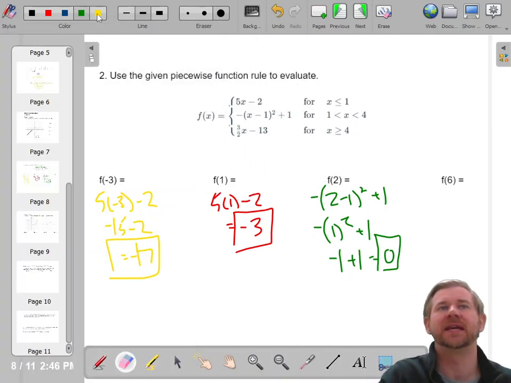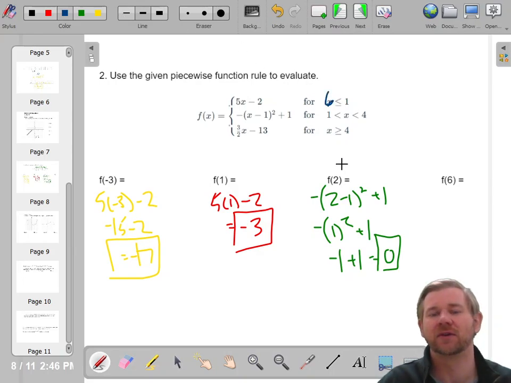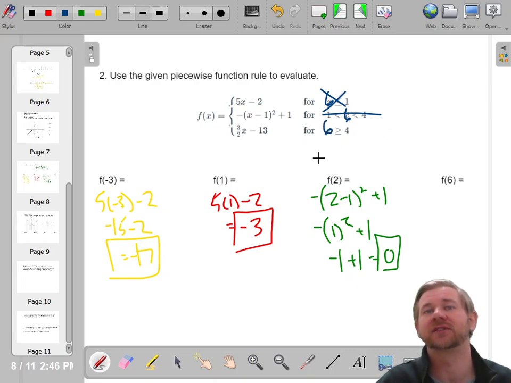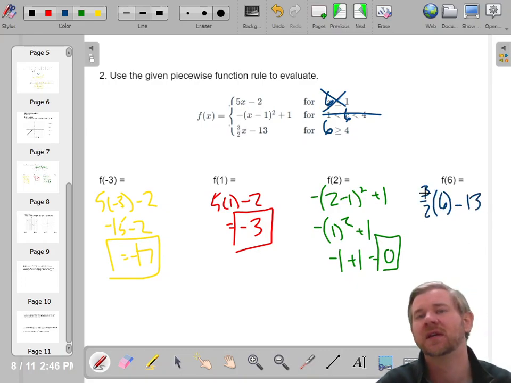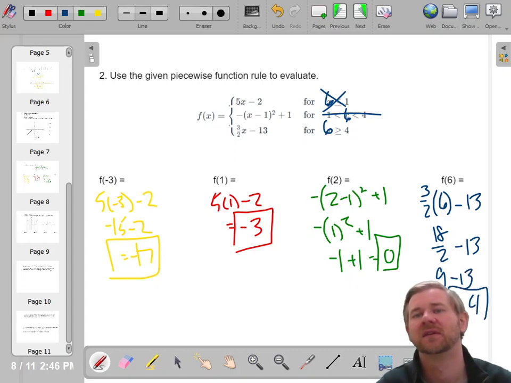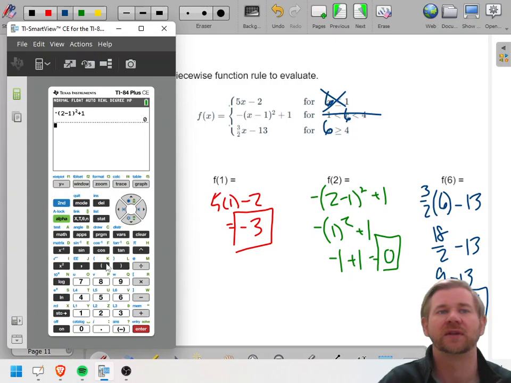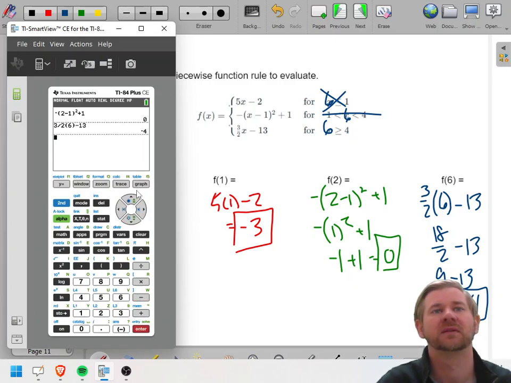Try 6. Is 6 less than or equal to 1? No. Is 6 between 1 and 4? No. Is 6 greater than or equal to 4? Yes. Plug it in here. 3 halves of 6 minus 13. So when you're multiplying fractions, 3 times 6 is 18. 18 divided by 2 now is 9. 9 minus 13 is -4. Trying to do it without a calculator. You want to do it with a calculator. 3 halves of 6 minus 13. You get -4.